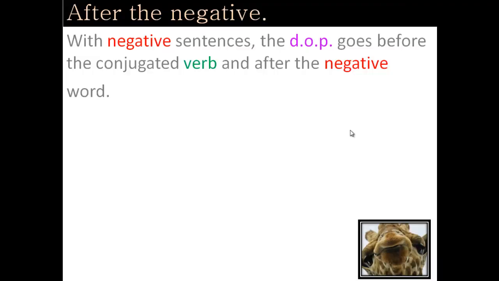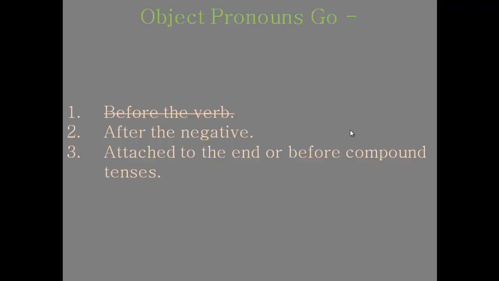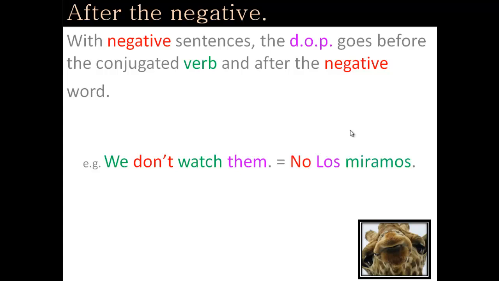Let's have a look at number 2, after the negative. With negative sentences, that means instead of saying we watch them, we're saying we don't watch them. So with negative sentences, the DOP goes before the conjugated verb and after the negative word, which is just a fancy way of saying that. In English, we have we don't watch them. In Spanish, no los miramos. It's not los no miramos or no miramos los. It's no plus your DOP plus your conjugated verb. So no los miramos.